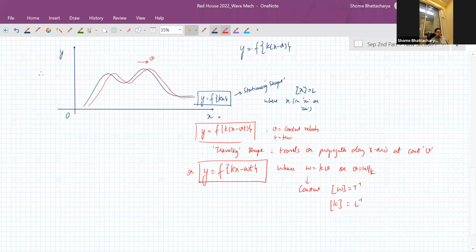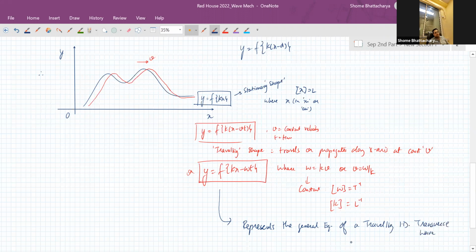So now we can see that this equation represents the general equation of a traveling one-dimensional transverse wave. Okay. But it's traveling along the positive x-axis at speed v equal to omega by k.